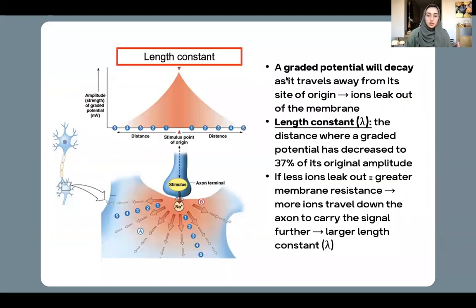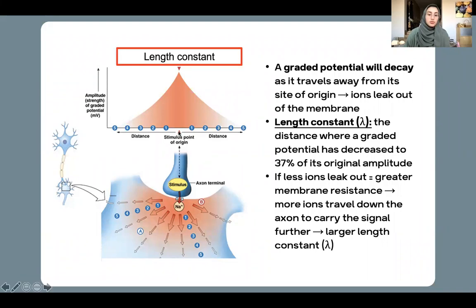So it's the same principle here with the length constant. A graded potential will decay the further away it gets from the origin. The reason this happens is because you have ions that leak out of the cell membrane. So let's say this is your example here. At the point of origin, it's going to be strongest. And then as you go further away in terms of distance, it's going to get weaker. So again, yelling at your siblings. I'm so sorry for any siblings that are being yelled at the moment, but that's just the best example I can think of.